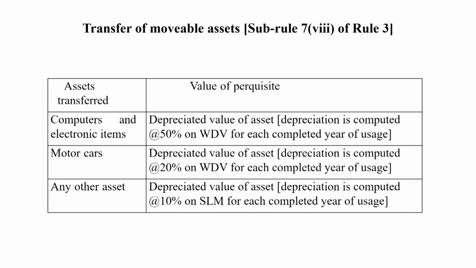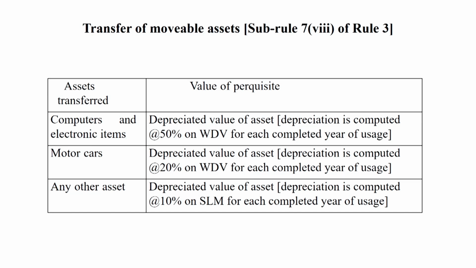Transfer of movable asset. Transfer of movable asset means the asset is given by the employer to the employee: take it, you will remember me, you are my good employee. So this is called transfer of movable asset. If any computer or electronic item is transferred by the employer to its employee, the cost of purchases will be 50% of WDB. Sir, we did not understand, please explain.